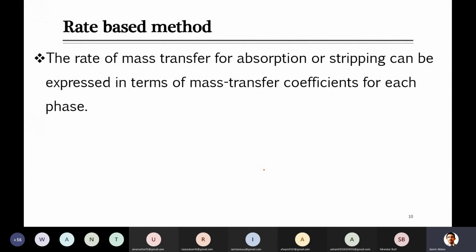Later, for design purposes, we will calculate the equivalent heights and that stuff. The rate of mass transfer in the packed tower is expressed in terms of the mass transfer coefficient for each phase. As when we started this discussion of the rate-based method, we said that they normally involve mass transfer laws and are based on mass transfer coefficients. The equations will be based on those; they are not based on equilibrium.